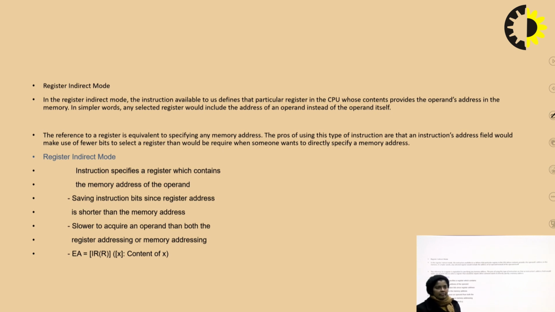In register indirect addressing mode, suppose that the address is stored in the register as 100. So the effective address will be 100, meaning the operand is actually residing at place 100. That will be the effective address. In the register indirect addressing mode, the instruction lets us define a particular register of the CPU. The reference to the register is equivalent to specifying a memory address.